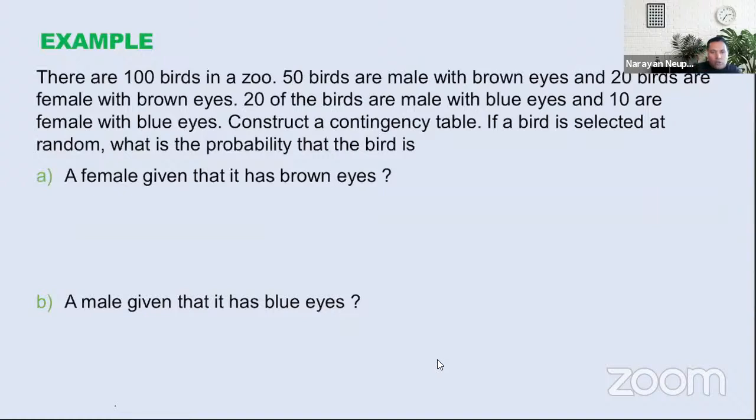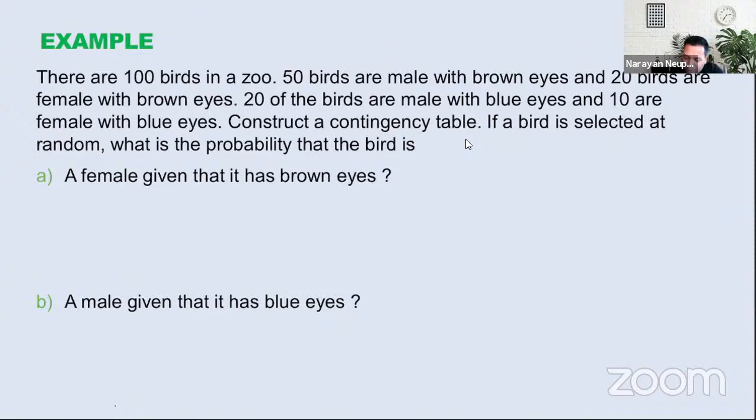Okay, here we have a question based on the conditional probability. There are 100 birds in a zoo. 50 birds are male with brown eyes and 20 birds are female with brown eyes. 20 of the birds are male with blue eyes and 10 are female with blue eyes. Okay, so a lot of information about the birds. We are asked to construct a contingency table. That means we have to represent the information using a table.